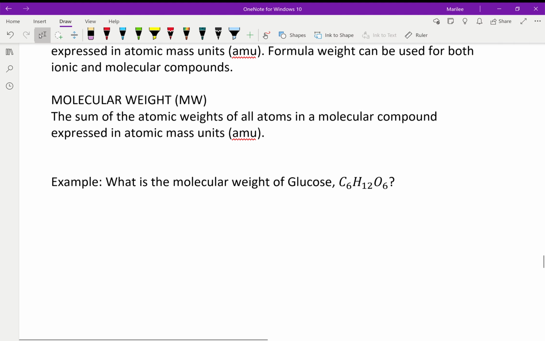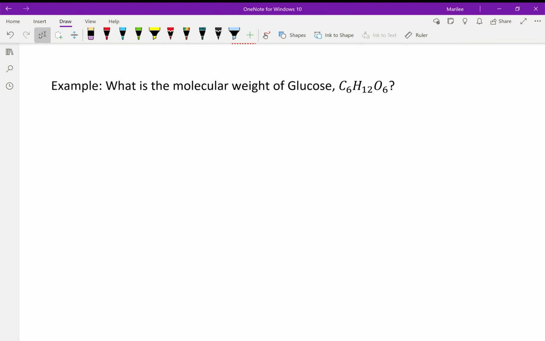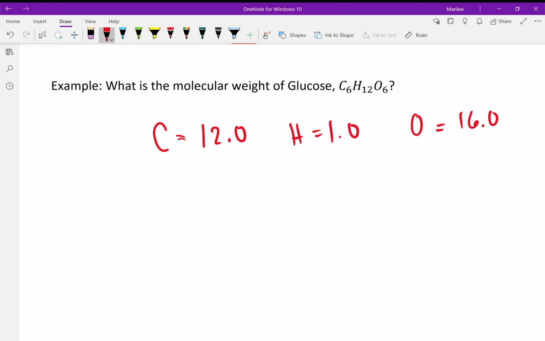So an example we have here is, what is the molecular weight of glucose, which is C6H12O6? If you look on the periodic table, carbon has an atomic weight of 12. Hydrogen is 1. And oxygen is 16. And these are in AMU.